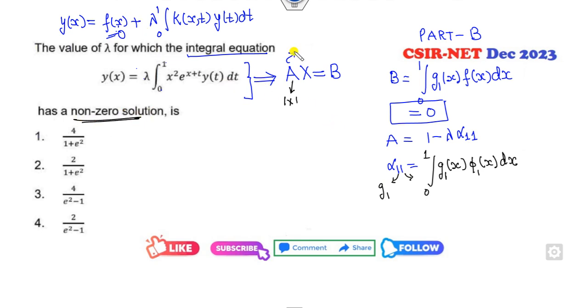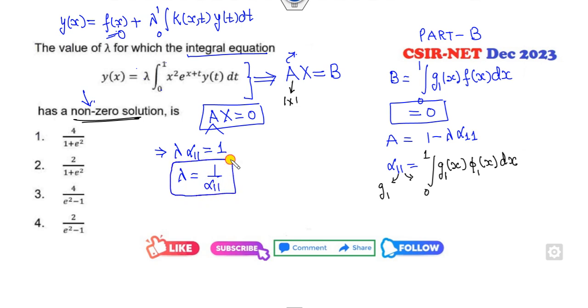Now when it has a non-zero solution, my system will be Ax = 0. When it has a non-zero solution, it is only when the determinant of A is 0. Because if the determinant of A is non-zero, then x will be 0, but we need a non-zero solution. So what is A? A is 1 cross 1. So when will it be 0? When lambda times alpha 1 1 will be 1. And what is the value of this? Now you can find the value of alpha 1 1 from this case.